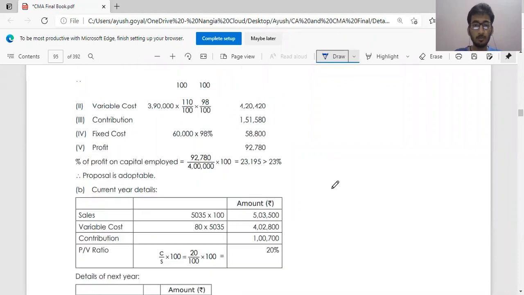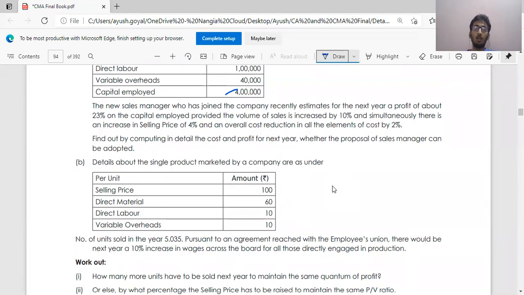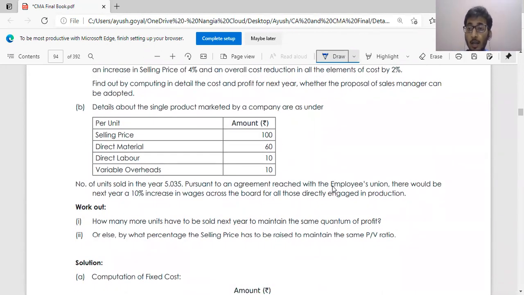Let's see. Details about a single product marketed by the company are as under. So sale price, direct material, direct labor, variable overhead, all these details are given to us. Number of units sold in a year is 5035.